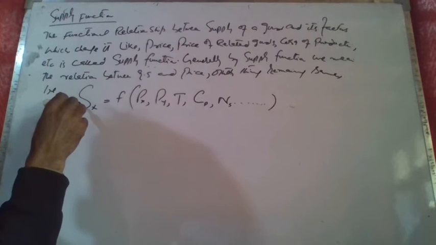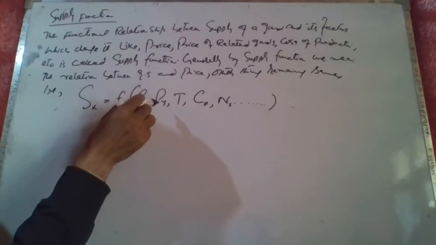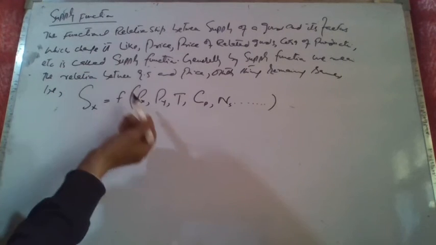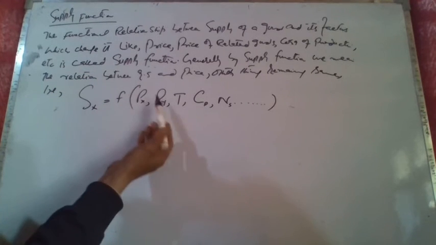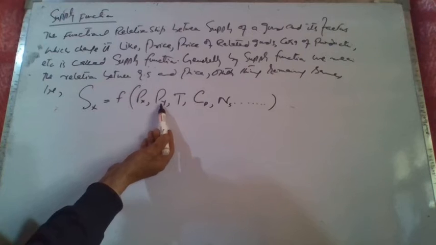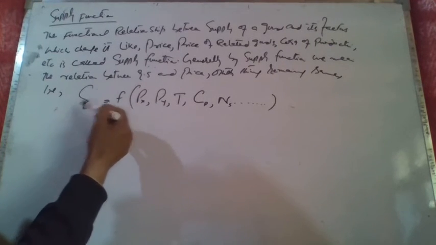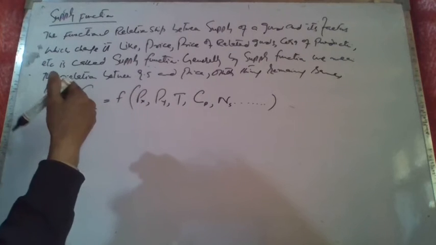So these are the factors which change the supply of a good. When there is any change in price of the good, the supply changes. When there is change in the price of related goods, supply changes. Technological change also brings supply change. Cost of production also brings supply change.